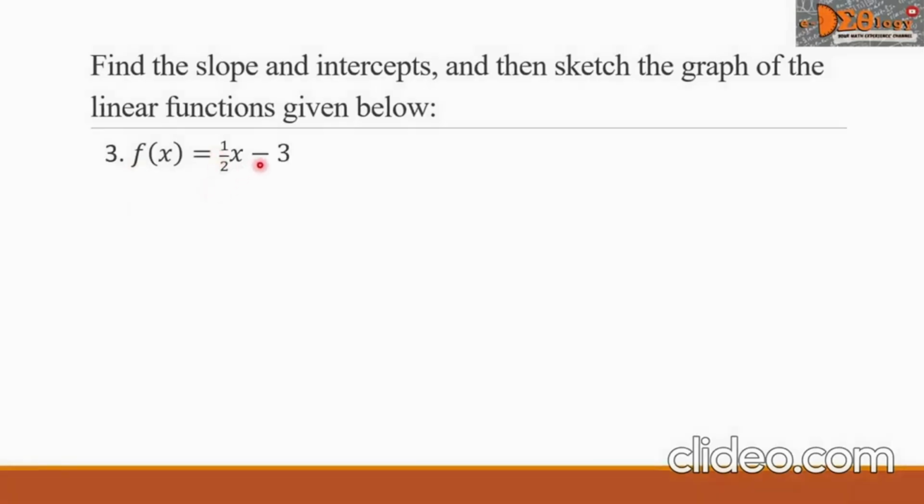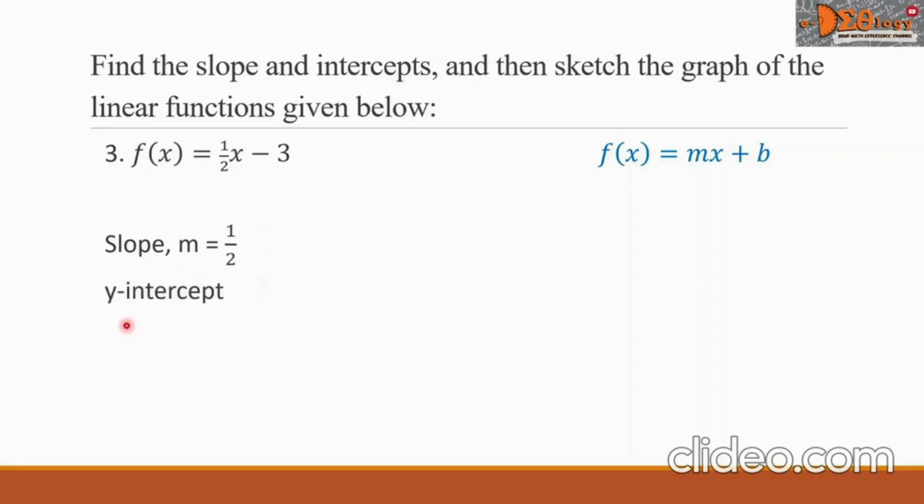1/2 x minus 3. We write the linear form here. f(x) equals mx plus b. Let's begin now with finding the slope. The slope is the m. In our linear form, m is the coefficient of x. For this equation, the coefficient of x here is 1/2. That is the m. So we write here 1/2.